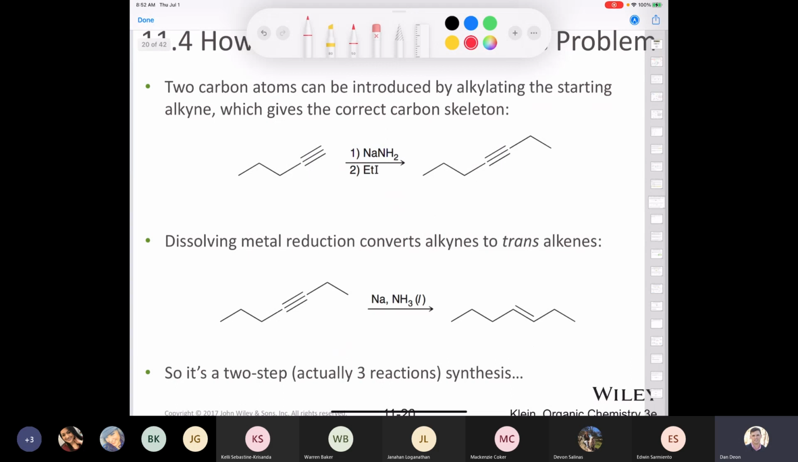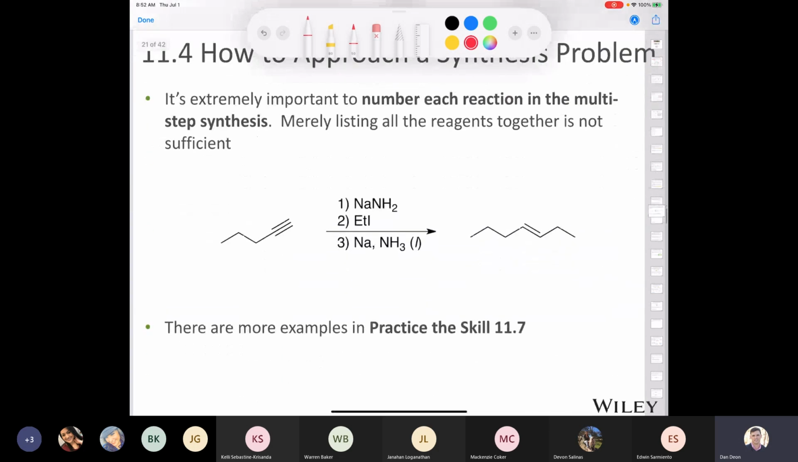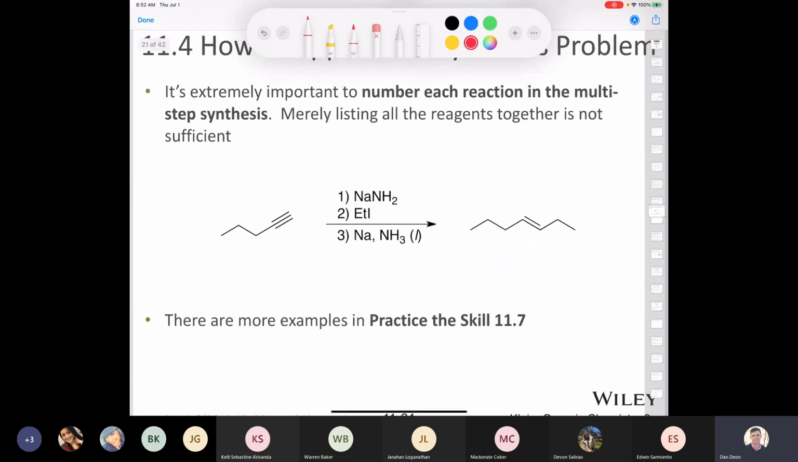And then we had to know, well, you've got to add 2 carbons. So you've got to be able to count carbons correctly. And then you had to know the reduction to a trans alkene, right? All stuff that we've covered several times, okay?